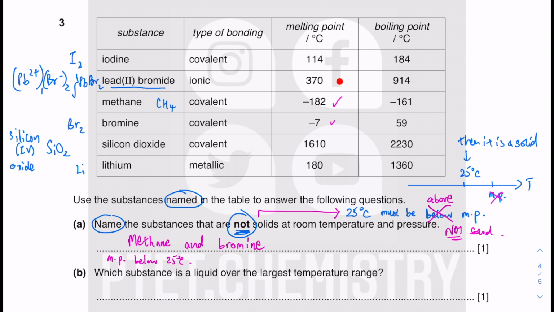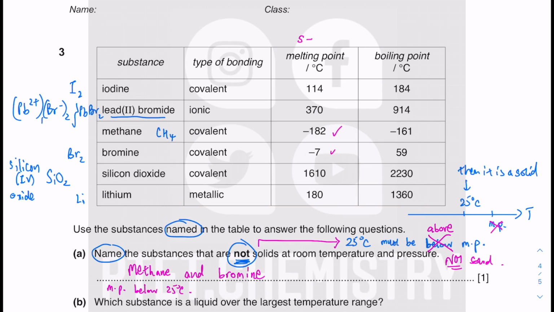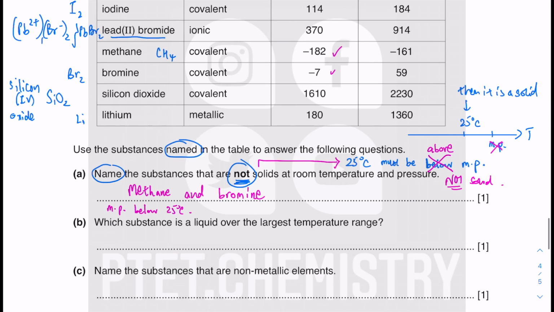The rest have melting points above 25 degrees Celsius. So they haven't melted yet, so they are still solid. Melting point is the temperature for melting, that's solid to liquid. Boiling point is the temperature for the change of state from liquid to gas. Now, which substance is a liquid over the largest temperature range?